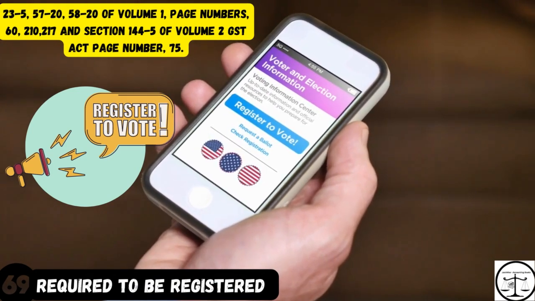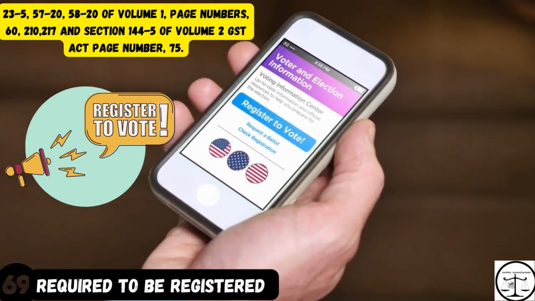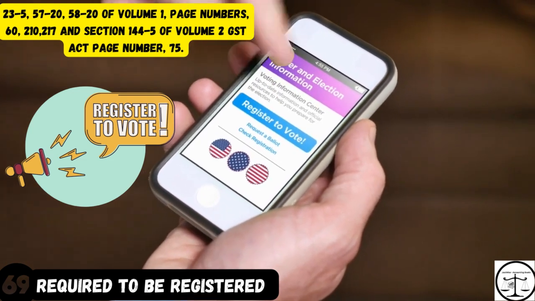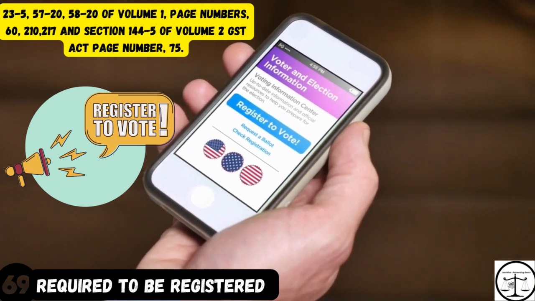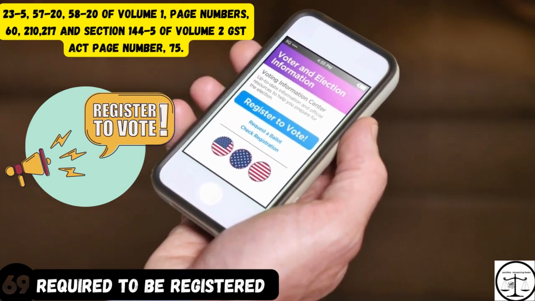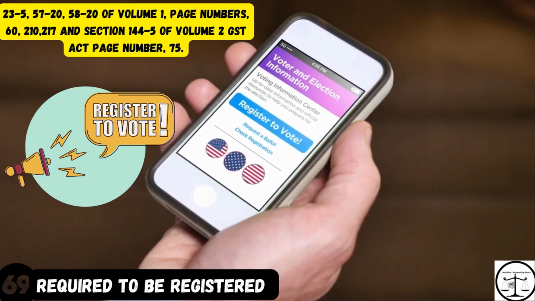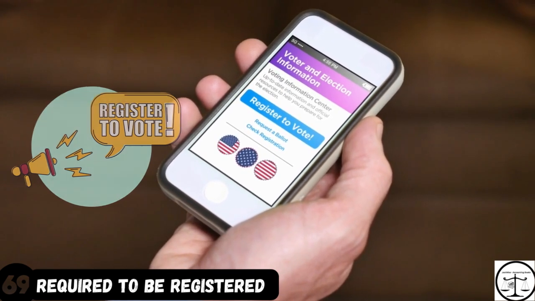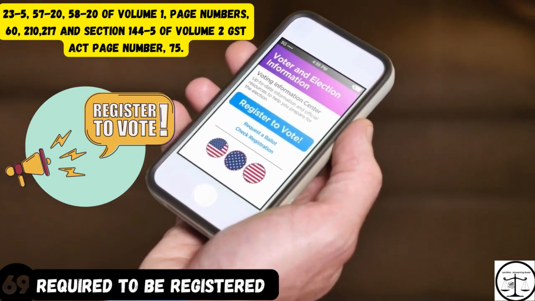Required to be registered has the meaning given by sections 23-5, 57-20, 58-20 and 144-5. That is sections 23-5, 57-20, 58-20 of Volume 1, page numbers 60, 210, 217 and section 144-5 of Volume 2 GST Act page number 75.